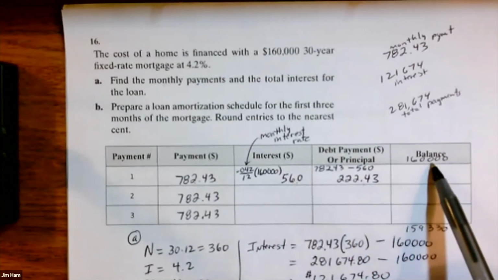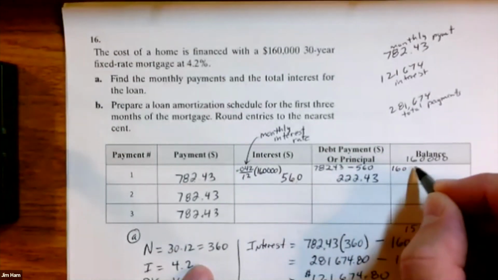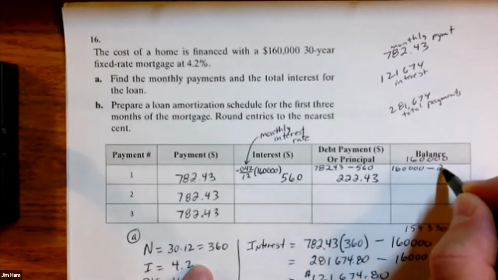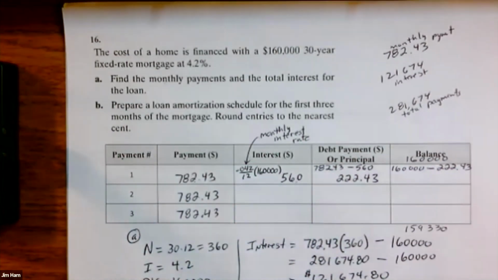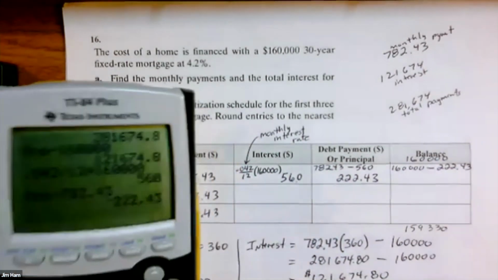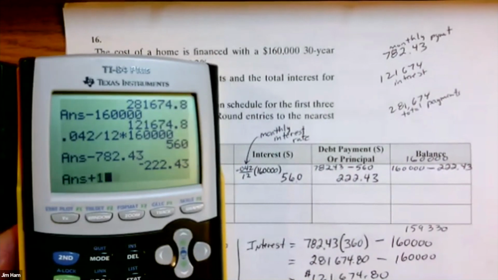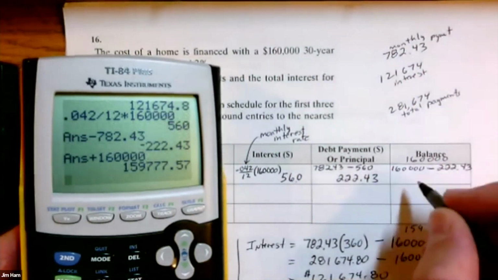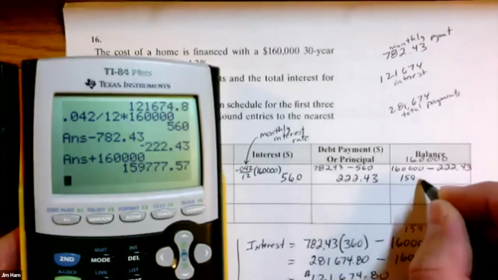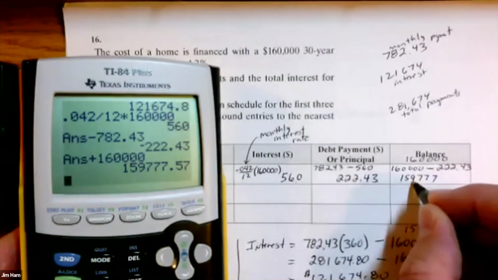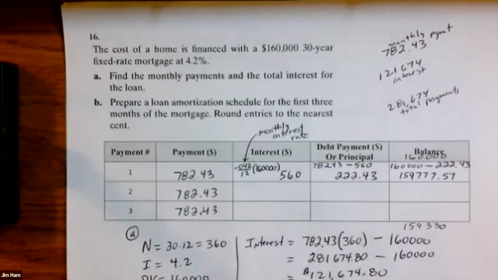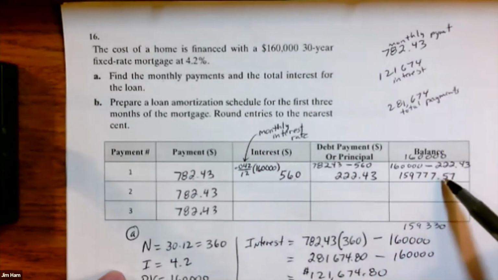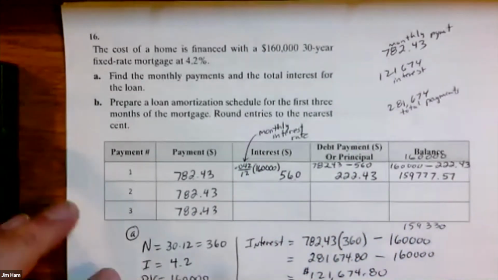So when we write the balance again, we used to owe $160,000, but now we're going to subtract out the principal that we paid in our payment. So we no longer owe $160,000, but rather we owe $159,777.57. Repeat. And so we just do the same thing for each row. It's that, except this number comes down. So let's do another one.